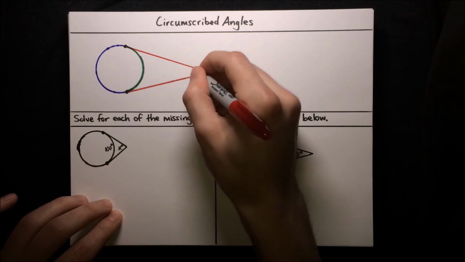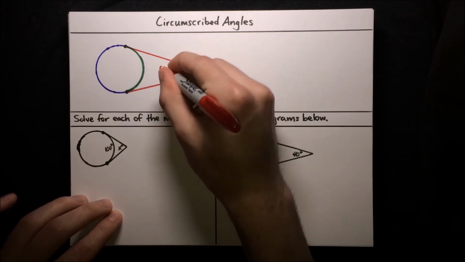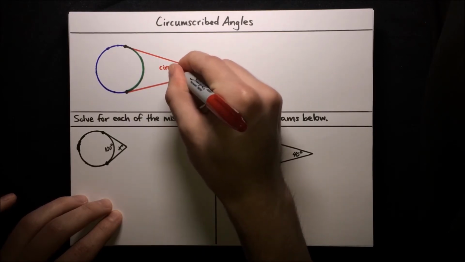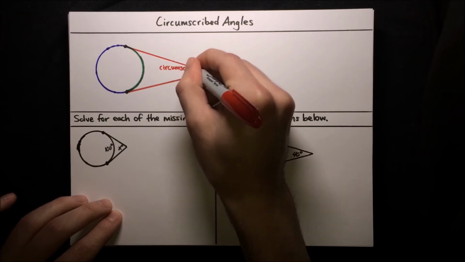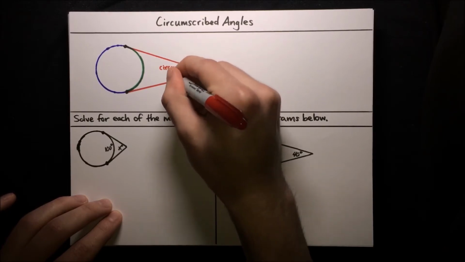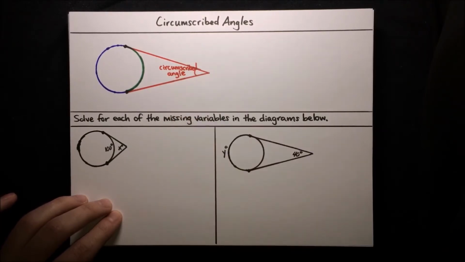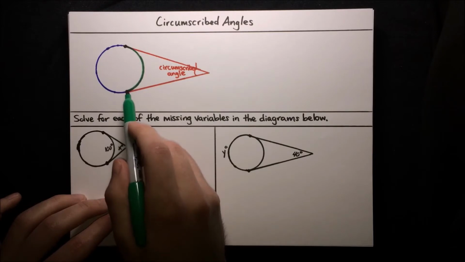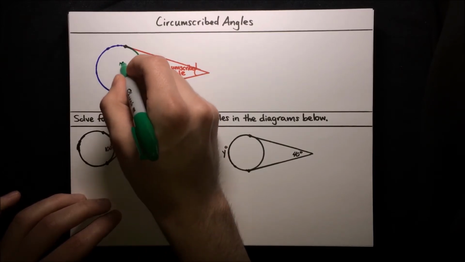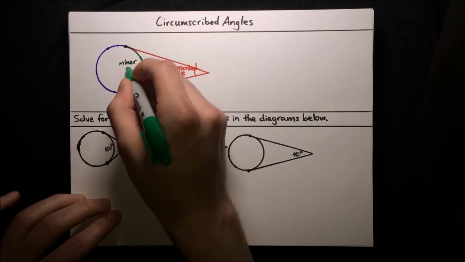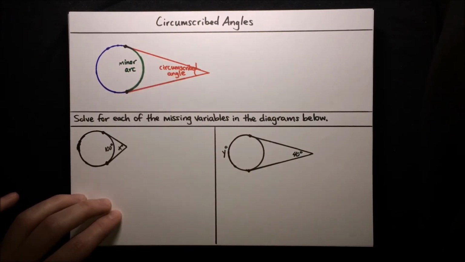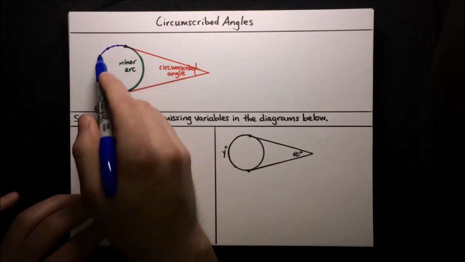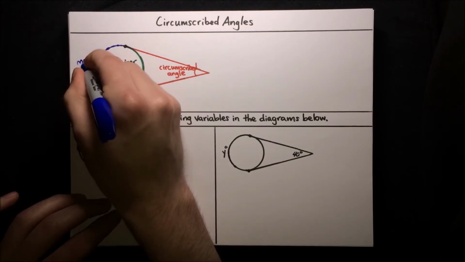So let's go ahead and label this as a circumscribed angle. Now you notice that the circumscribed angle divides the circle into two arcs. Closest to the circumscribed angle, there is a minor arc, a smaller arc. So let's label that as minor arc. And on the opposite side, there's another arc, a major arc.